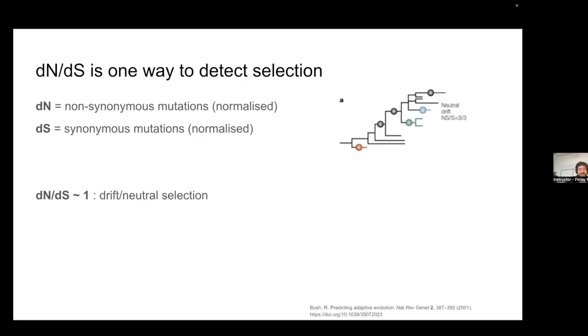The general thinking here is if we see about equal numbers of normalized synonymous and non-synonymous mutations, it probably represents drift. We're probably not seeing any sign of strong selection going on in the genome, because they're gradually occurring over time, or we're seeing the same number of mutations proportionally that change the protein and don't change the protein. And this is under the slightly sketchy assumption that synonymous mutations don't have much of an impact on fitness.